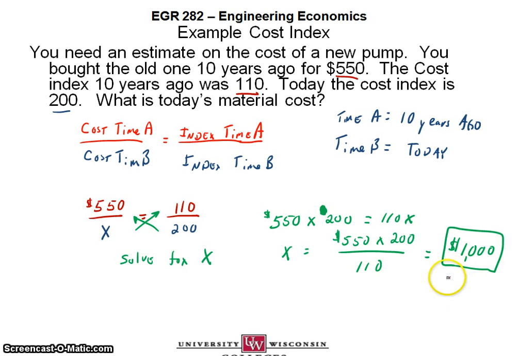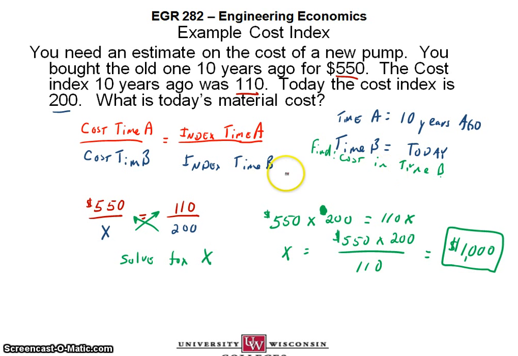Okay, so remember in doing all these problems also that you need to write your givens and what you're trying to find. In this case, we're trying to find our cost at time B. And what we're given is all the indexes and the dollar values. So that's how you use cost indexing.